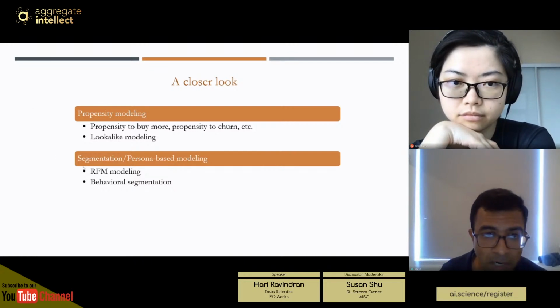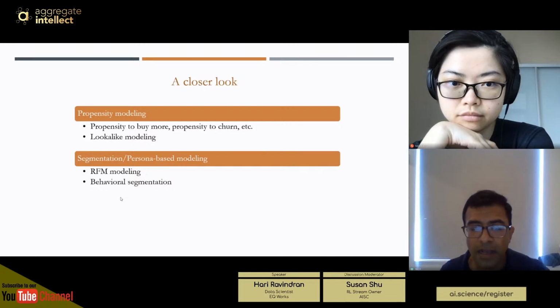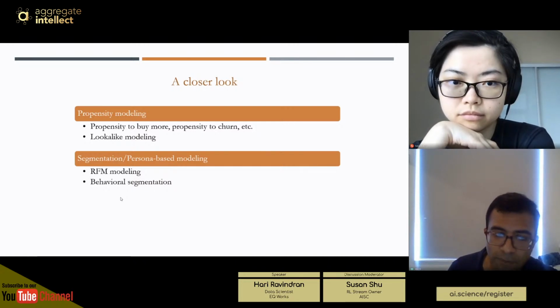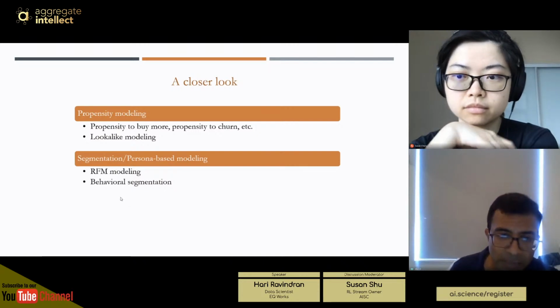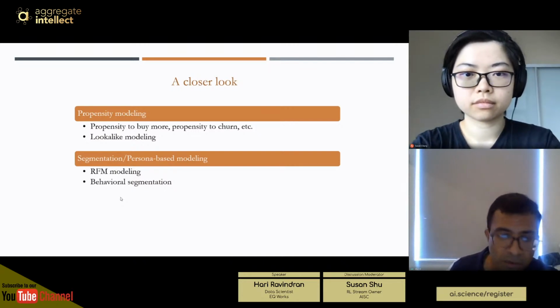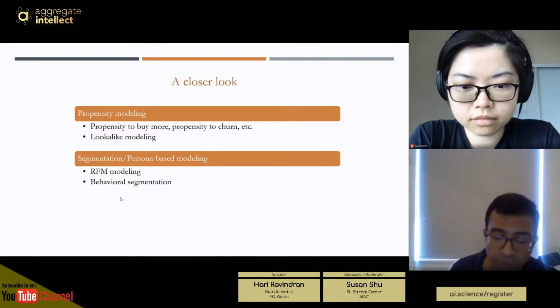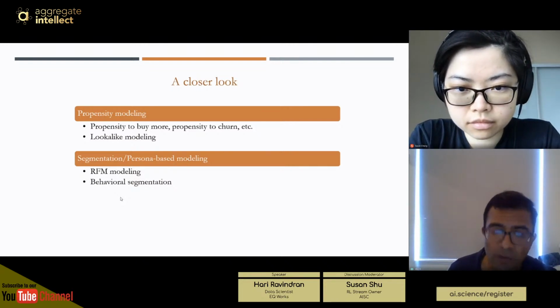That's the RFM modeling. And here, this is a kind of segmentation where you segment customers based on the recency of their purchase history, on the frequency of their purchase history, and how much they're spending.